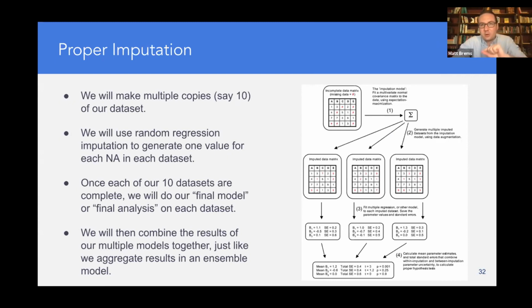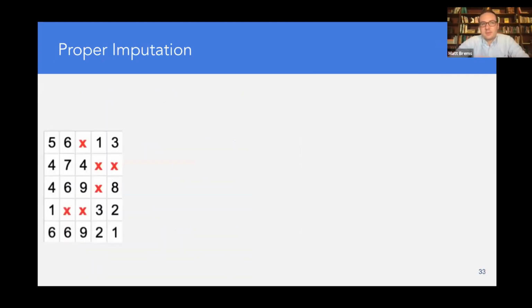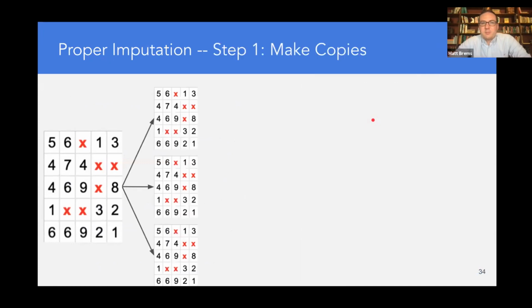And I'm going to walk through this step by step to show you what I mean. This is a data set here. I've made this data set up. Step one is to make copies of that data set. Those red X's represent NAs, or missing data, and I want to fill all of those in, but respecting the right amount of variability I have in these data points. So I create a copy of each of these data sets.